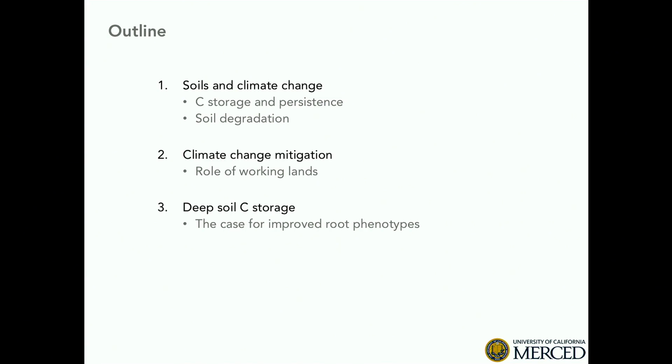And in the last part of my talk, I'll try to focus on deep soil carbon storage. So here I'm trying to get us to think beyond the top 10 or 20, 30 centimeters of soil and think about the entire soil profile, right? Where there's opportunities to actually store and stabilize a lot of carbon. And this is, in my opinion, where the case for improved root phenotypes actually comes in a major way.